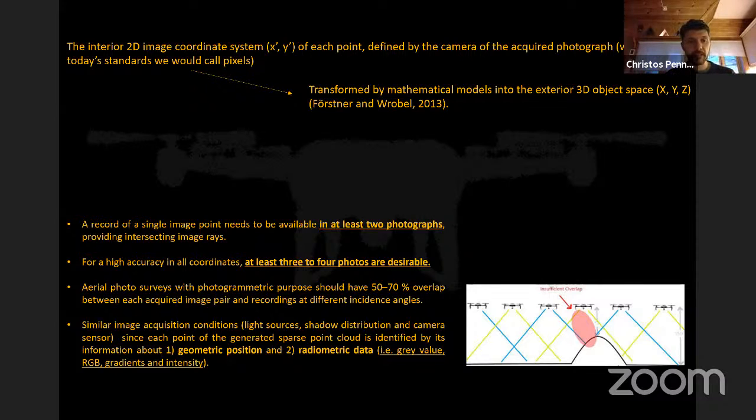The more the better. There should be an overlap between each picture from 50 to 70%, at least 70%, which we will discuss later. And we should have similar image acquisition conditions for every picture that we are taking. That means that we should be really careful with the light, the shadows, the gradients, etc.